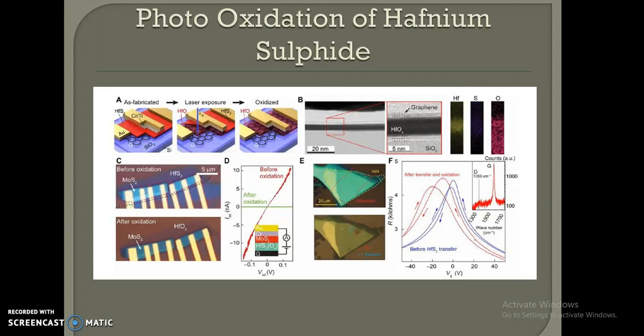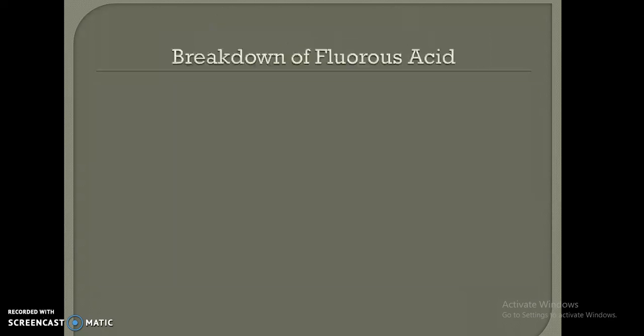Now, Figure B shows the STEM image of a cross section of the hafnium oxide. Figure C shows the optical image of a graphene hafnium sulfide heterostructure, before and after the effect. Figure D shows the source to drain current versus applied voltage, encapsulated between boron nitride and graphene. Figure E shows the optical micrograph. Figure F shows the two-terminal resistance versus the gate voltage of a graphene.